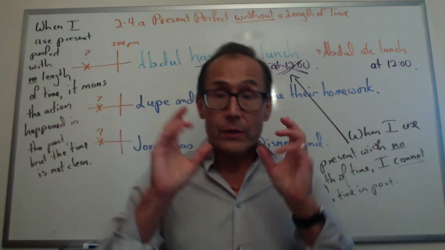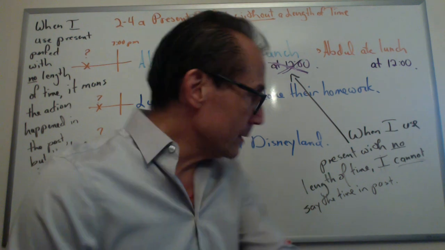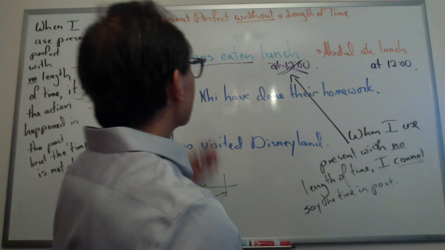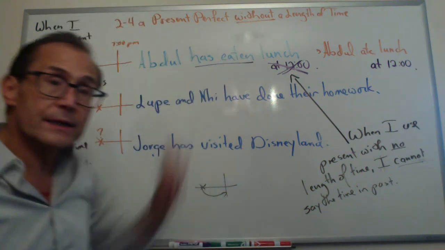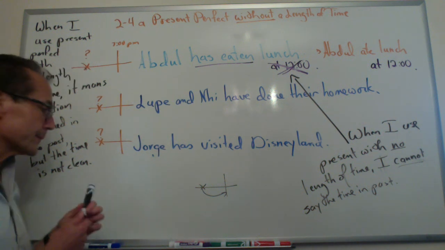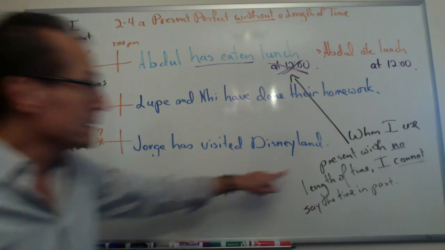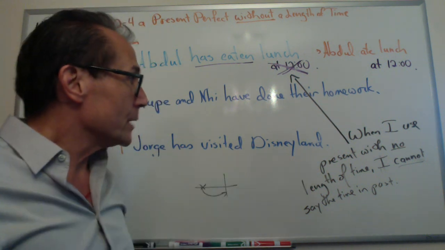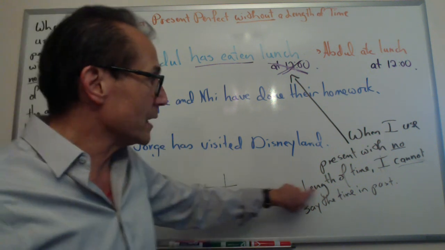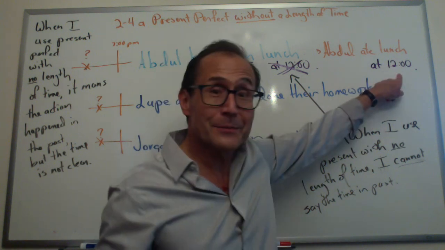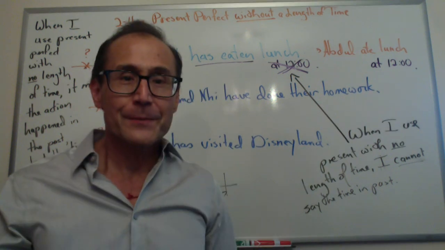So when I use present perfect with a length of time, it means it starts in the past, continues till now. When I use present perfect with no length of time, it means it happened in the past, it's finished in the past, but the time is not clear. Okay? And one big difference between present perfect and simple past is, when I use present perfect with no length of time, I cannot say the time in the past. But I can say the time when I use past tense.